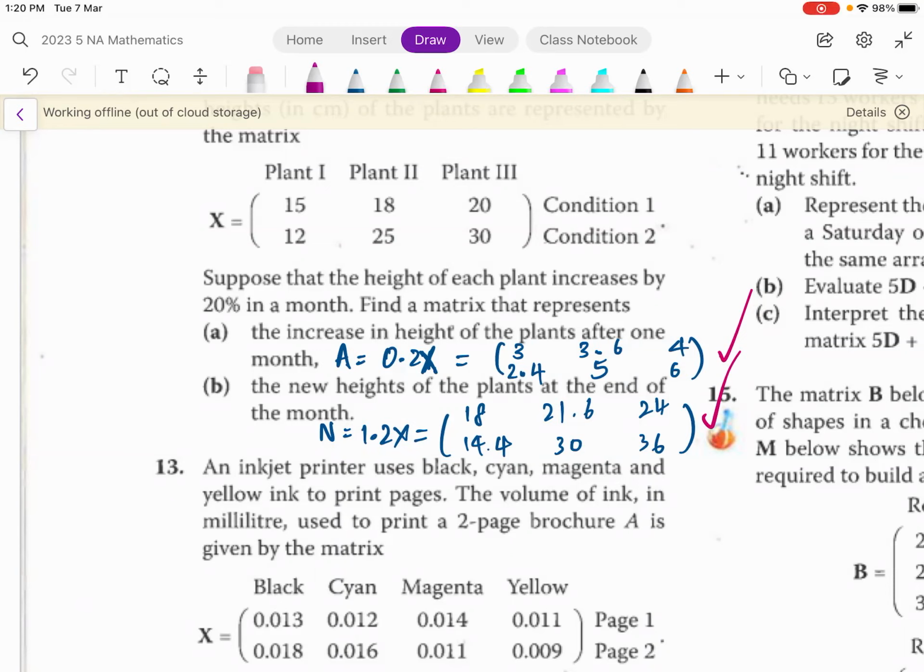I think the value times 120%. But it's not shown here. You must at least write it down. Look, I just wrote 1.2 times the original matrix. So presentation, you're missing a lot of things.